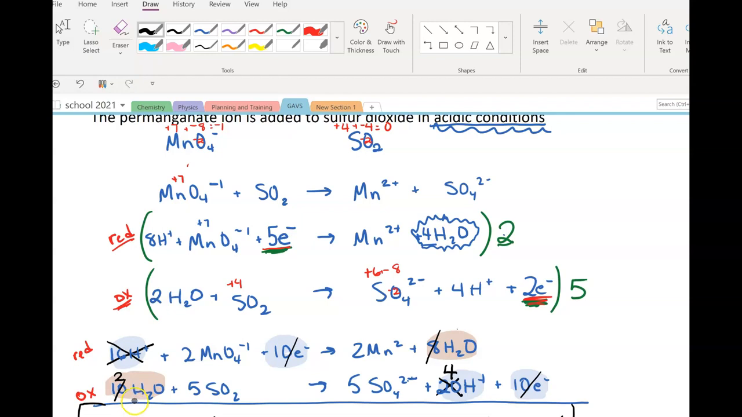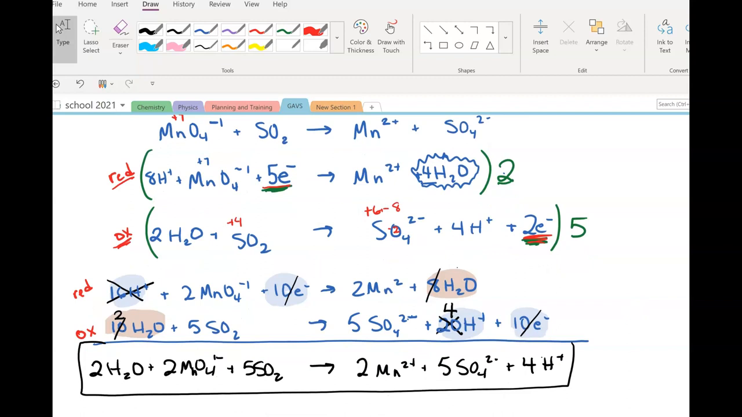In my oxidation, multiplying by 5, the 2 waters are now 10. 5 sulfur dioxides forms 5 sulfate ions. 20 hydrogens have been freed up, and the 10 electrons. Now, this time, I don't just have redundant electrons. I actually have water on both sides and hydrogen ions on both sides. I need to clean up all the species that are found on both sides. And my electrons definitely cancel out, so I'll remove those.